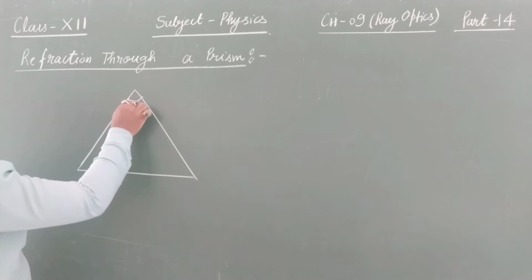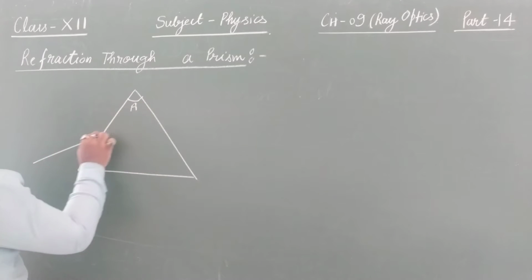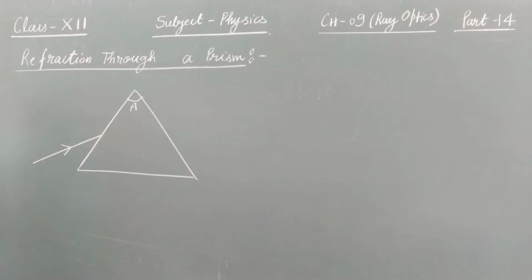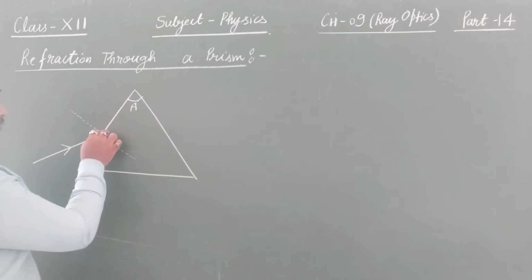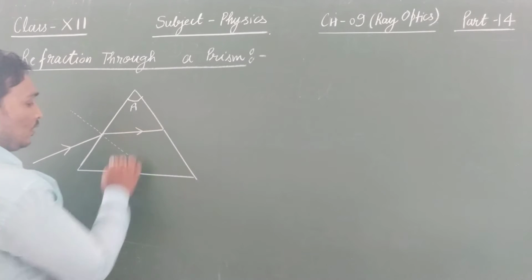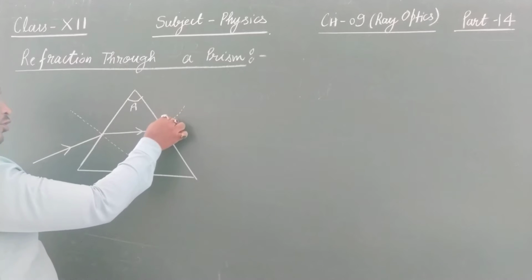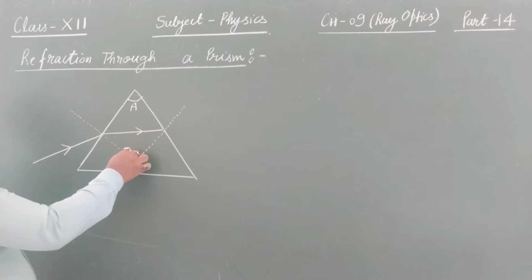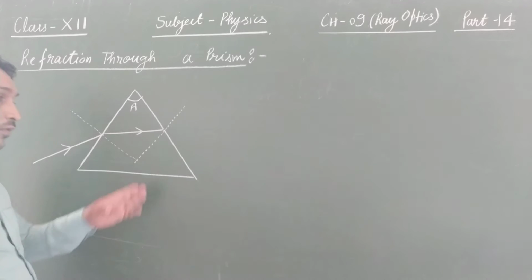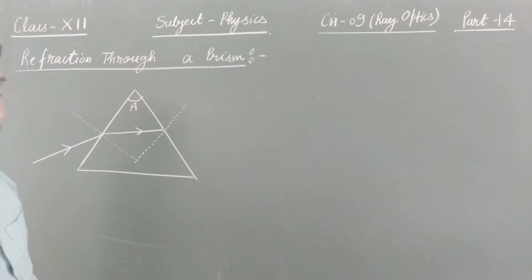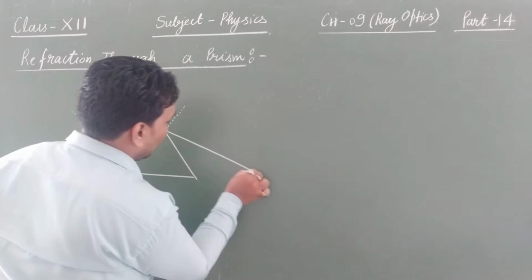Suppose it is a prism and a ray of light strikes the first surface in this way. Now we draw a normal, and if the outside medium is air, then obviously the medium of the prism is denser. So the ray of light will bend towards the normal, and then we again draw a normal because refraction will take place at this surface also. Now the ray of light is going from denser medium to rarer medium, so it will bend away from the normal and go like this.